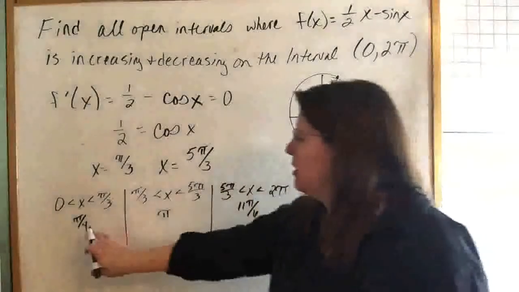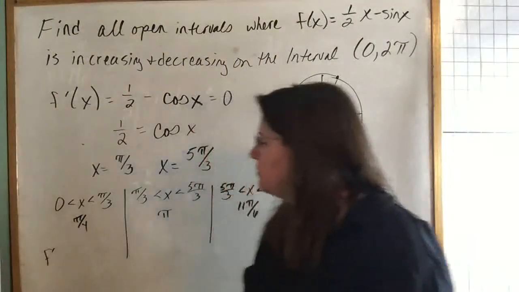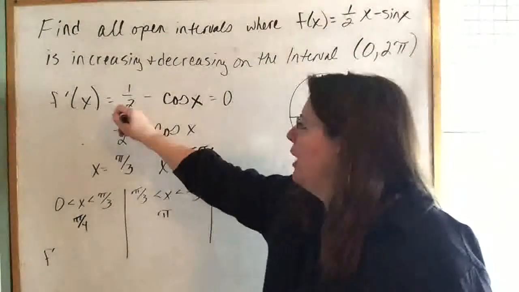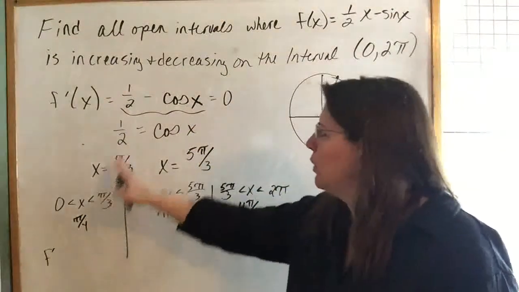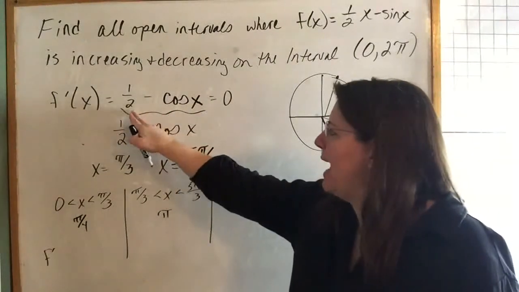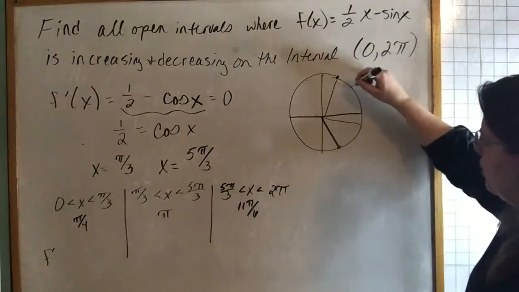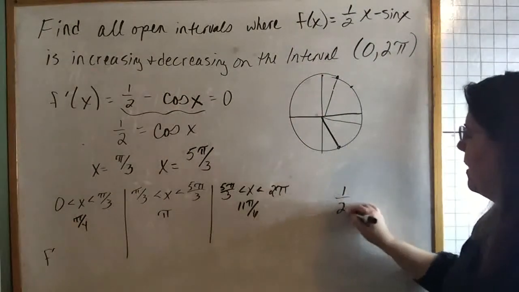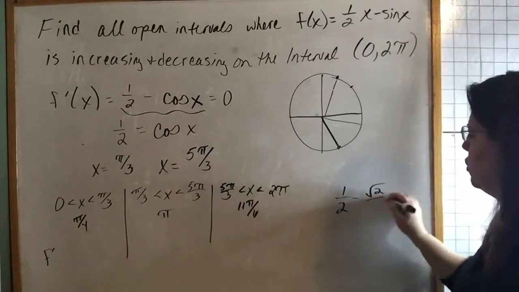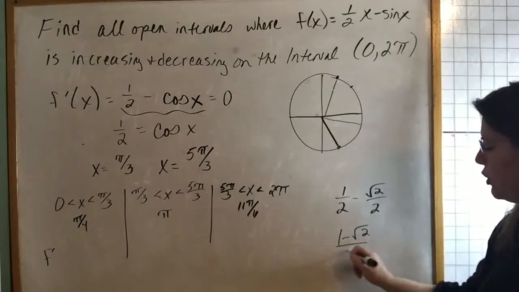Now I need to plug these numbers into the f prime function. Remember, the f prime function is right here. So if I plug pi over 4 into this function, I would have 1/2 minus, at pi over 4, the cosine is square root of 2 over 2. So 1/2 minus square root of 2 over 2. That would be 1 minus square root of 2 over 2.